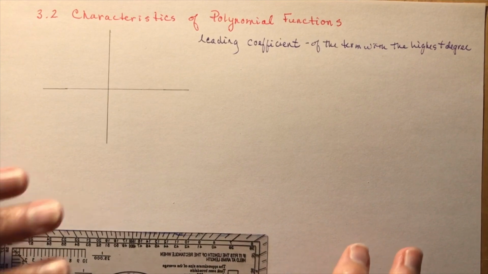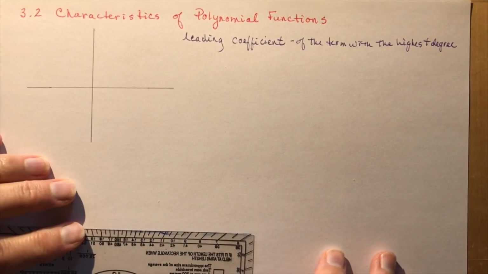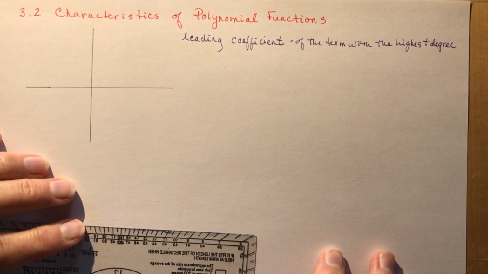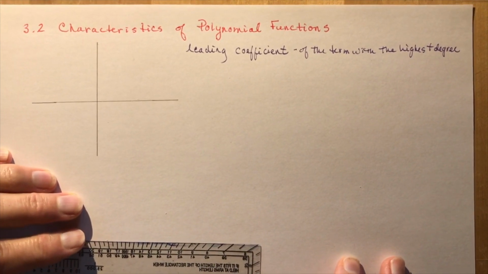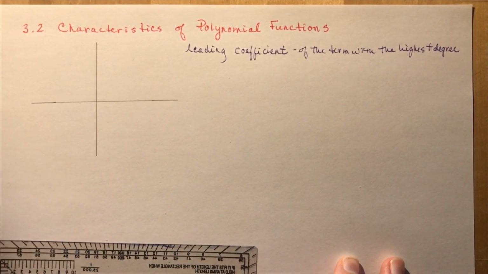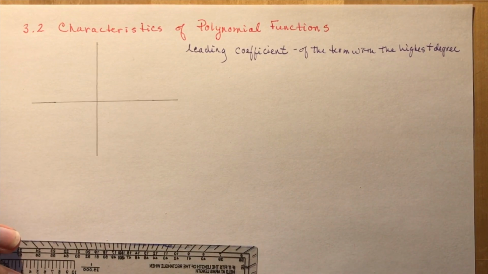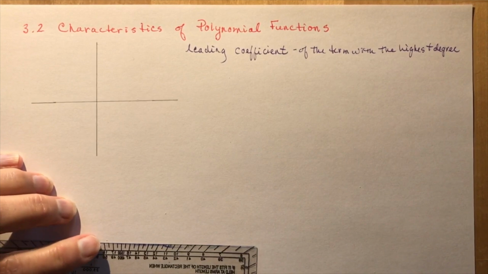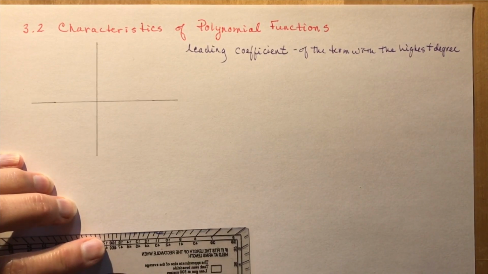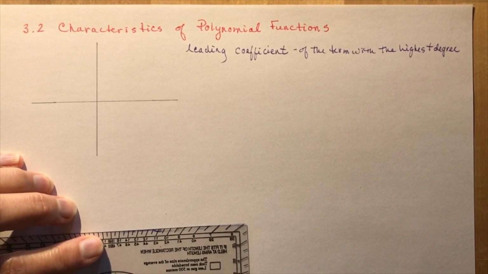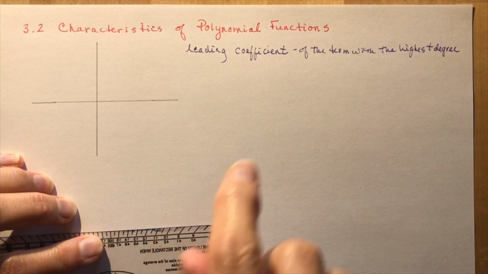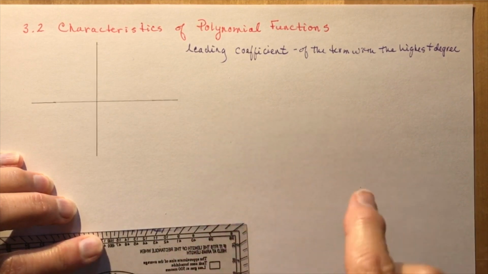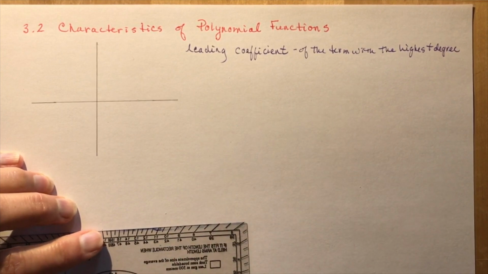Today we're going to talk about leading coefficients, and we're going to talk about end behaviors and which quadrant a function should be starting and ending in. And it's very simple. First thing we want to talk about is what is a leading coefficient. So the leading coefficient is the number or the term that's in front of the term with the highest degree. So we talked about degree yesterday.